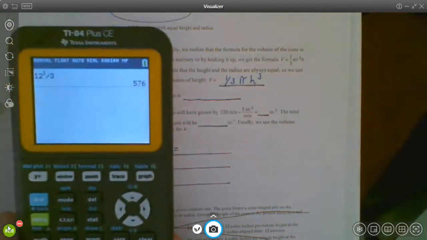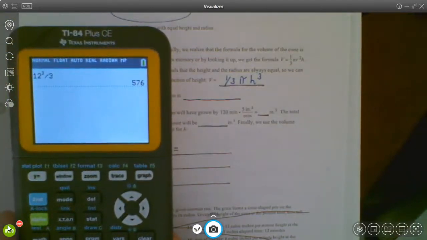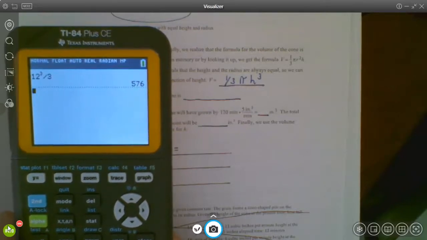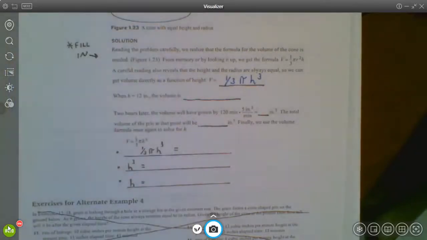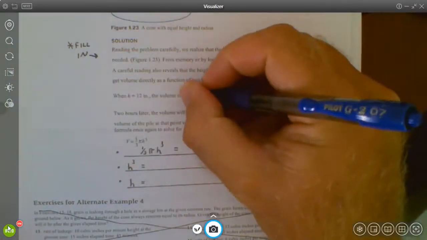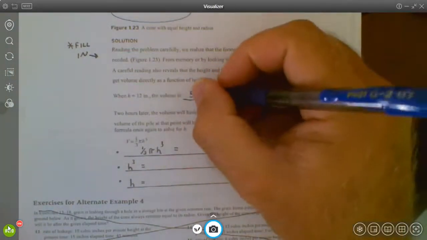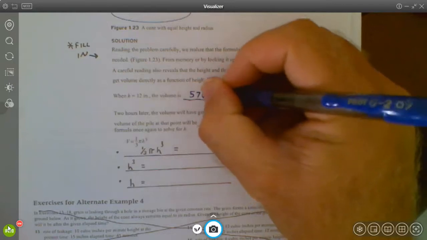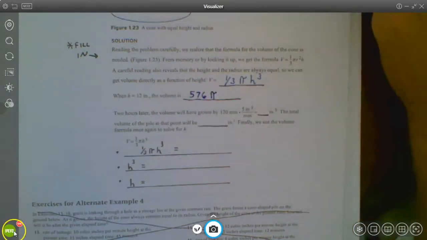So right here, I did 12 to the third divided by 3. I'm going to leave pi in there for now so that I don't get an irrational number. So we're going to say 576 pi is our current volume. Might just be easier to work with since we're not done with the problem yet. The fun never ends. So here we go.